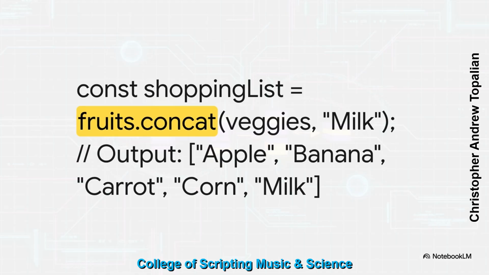And check this out. Concat is actually pretty versatile. You're not just limited to merging two arrays. Here, we're taking the fruits array, tacking on the veggies array, and then we're even throwing in a single string, milk, for good measure. And it all just works, giving us one clean shopping list.